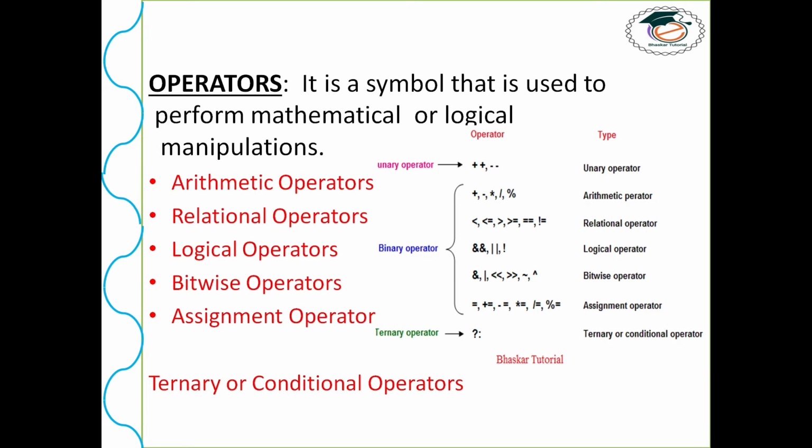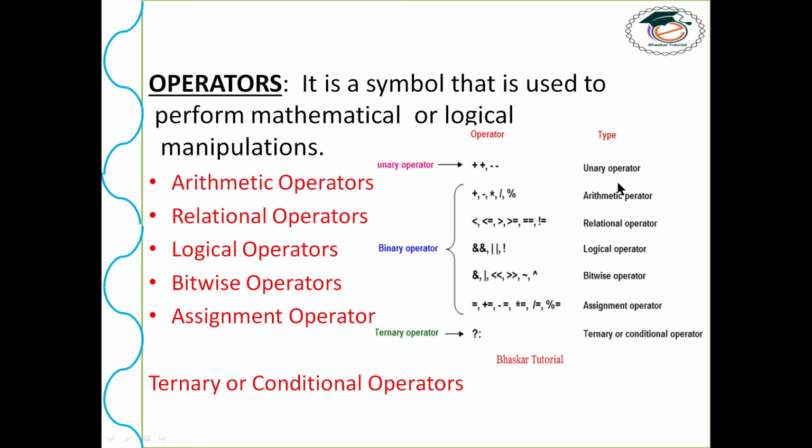Next let's see the operators. So what are operators? It's a symbol which is used to perform various mathematical or logical manipulations. It's very easy to understand: arithmetic operator, relational operator, logical operator, bitwise operator, and assignment operator. In arithmetic you see all the mathematical terms: addition, subtraction, multiplication, division, percentage. And you see there is double plus.